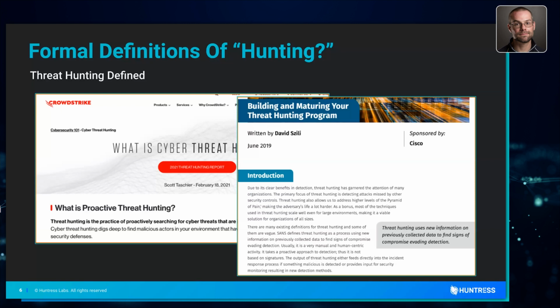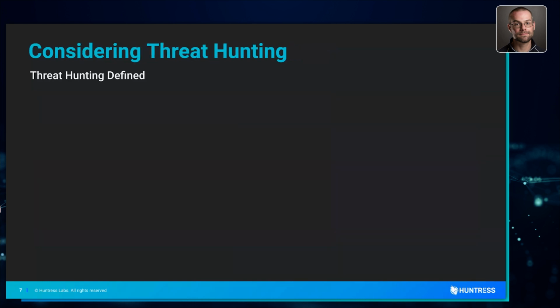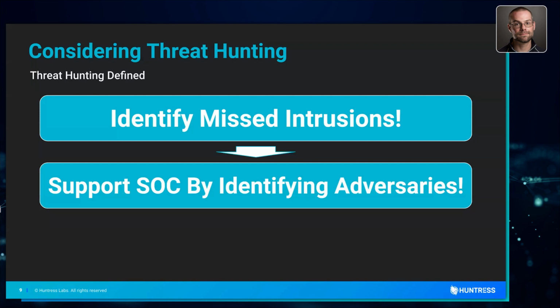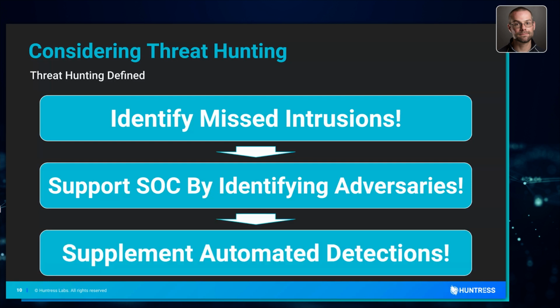For this discussion, we're going to take a broader view of threat hunting that is agnostic to specific solutions and really look at threat hunting as a process that starts by assuming that we will miss intrusions. Not everything will be caught by existing security processes, whether that's detections or security operations center analysis. And we will then support the security operations center, or SOC, by identifying those adversaries that made it through our existing detection and visibility set. In doing so, we can supplement automated detections and other tools through human-in-the-loop processes to identify activity of interest that relates to adversary action.